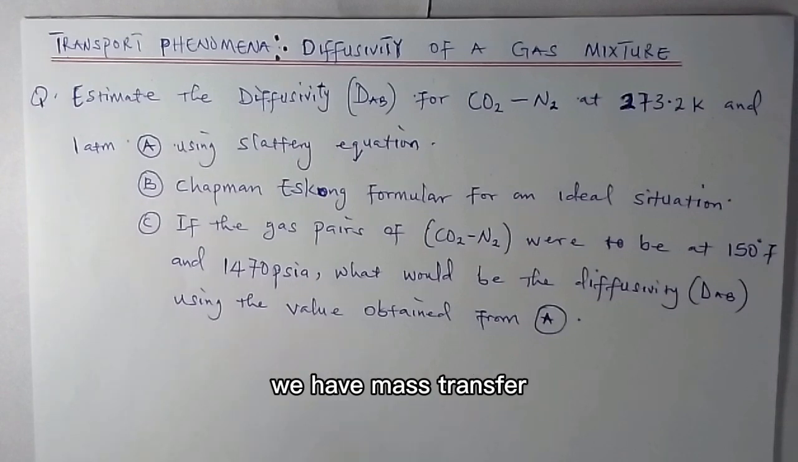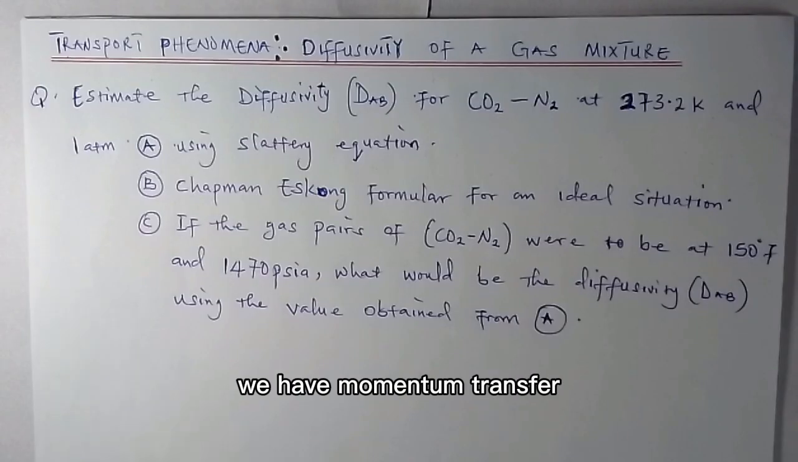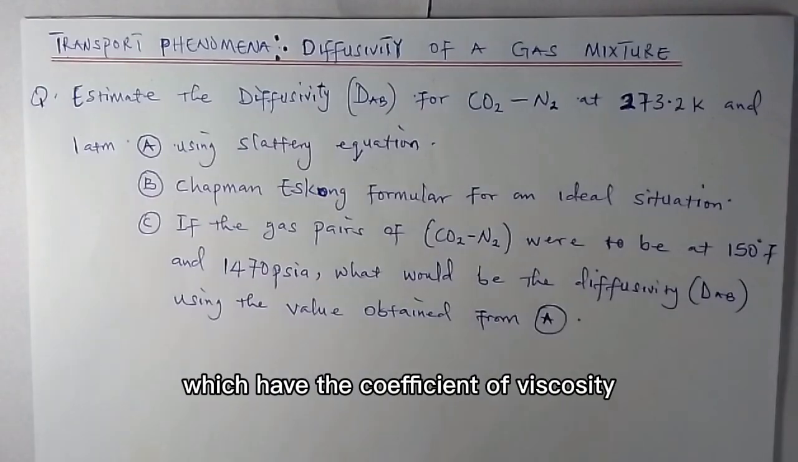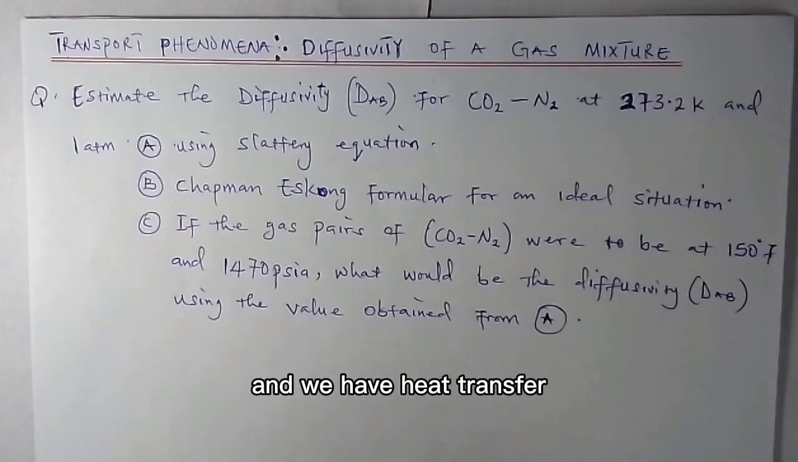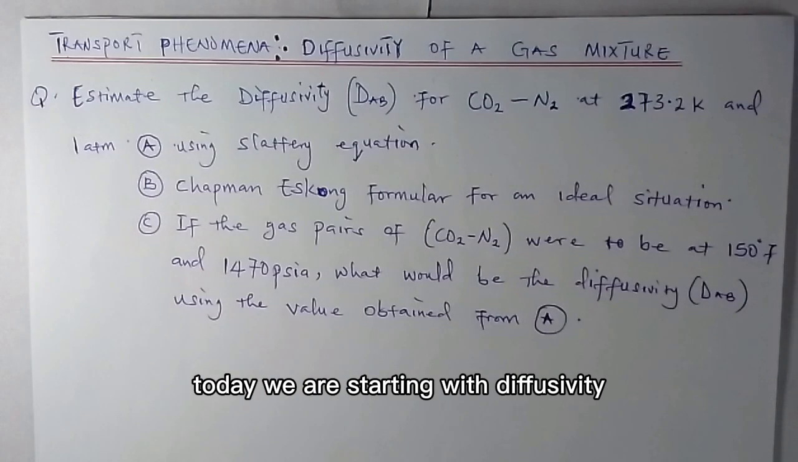We have three types of transport phenomena. We have mass transfer, which has the coefficient of diffusivity. We have momentum transfer, which has the coefficient of viscosity, and we have heat transfer, which has the coefficient of thermal conductivity. Today, we are starting with diffusivity.